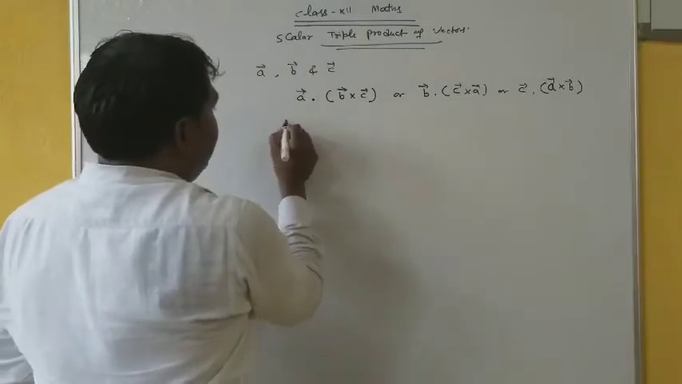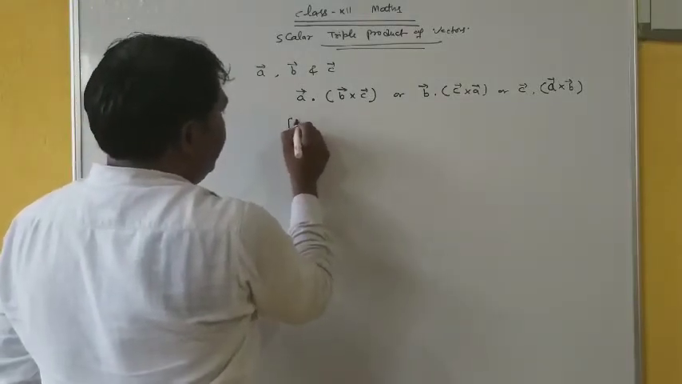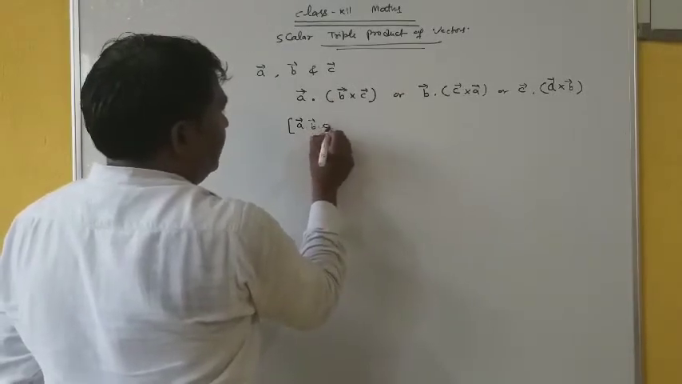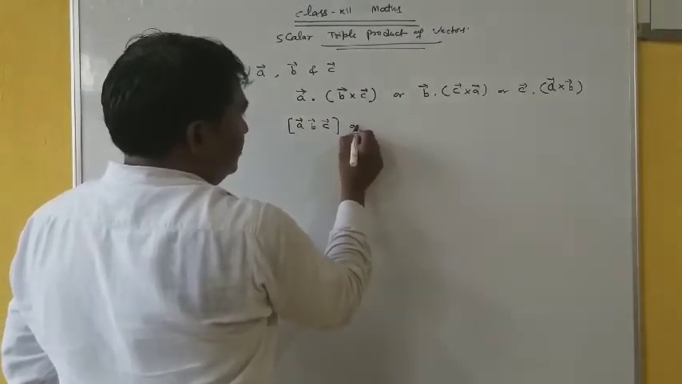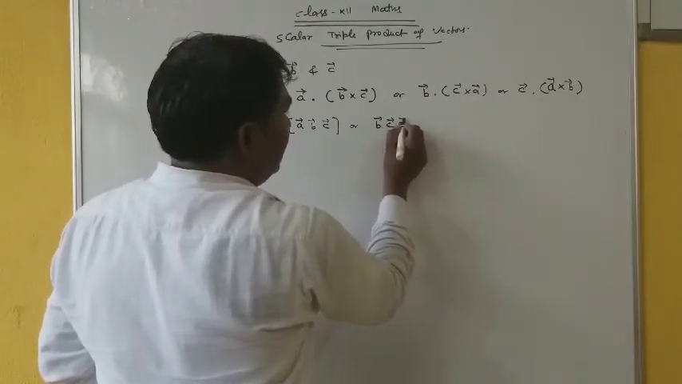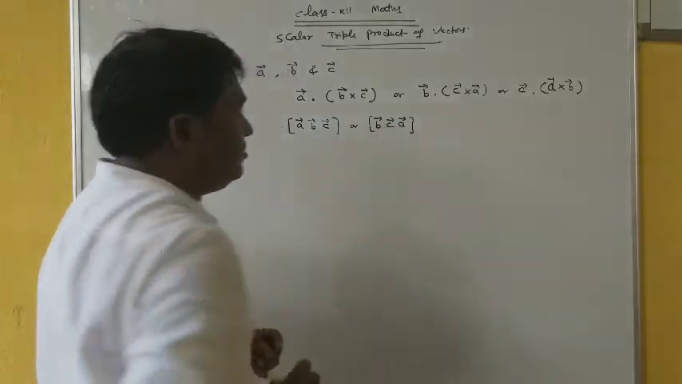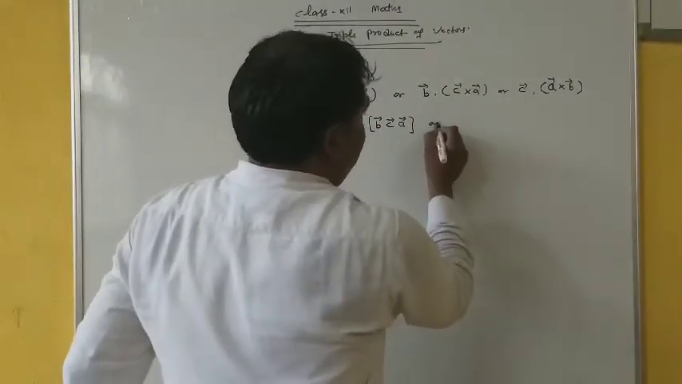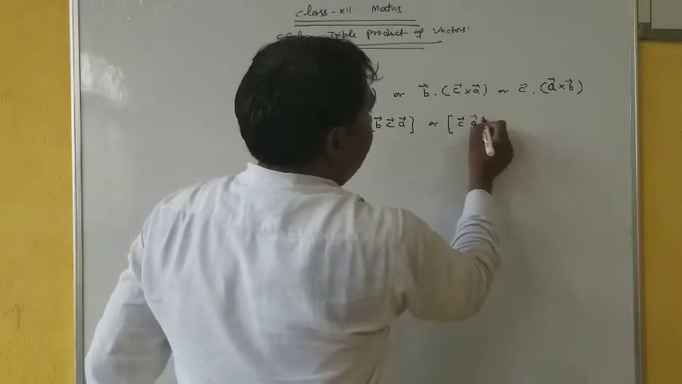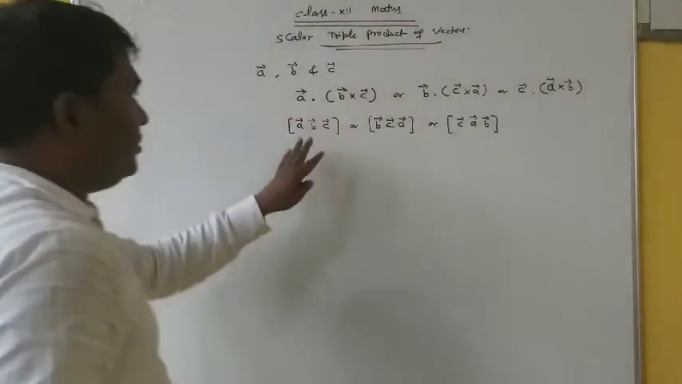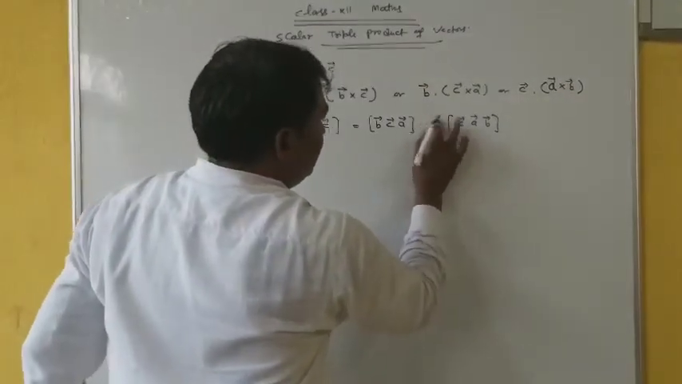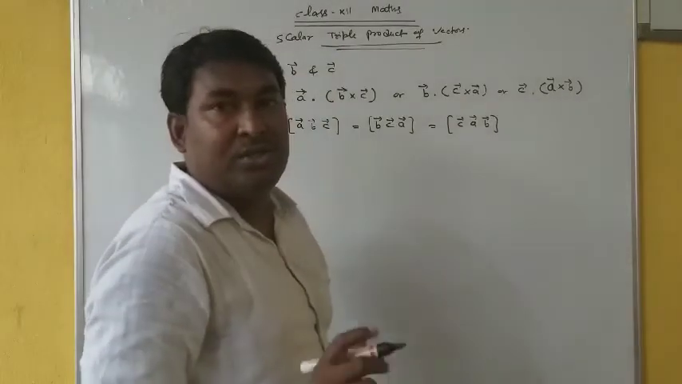Okay, how do we represent it? We represent it in a vector bracket: first vector, thereafter second vector, and thereafter third vector. This one, or this one, vector B, vector C, vector A, within the capital bracket or small bracket. And this one, vector C, vector A, and vector B. See, these all will give you the same result. Means this is equal to this in magnitude.